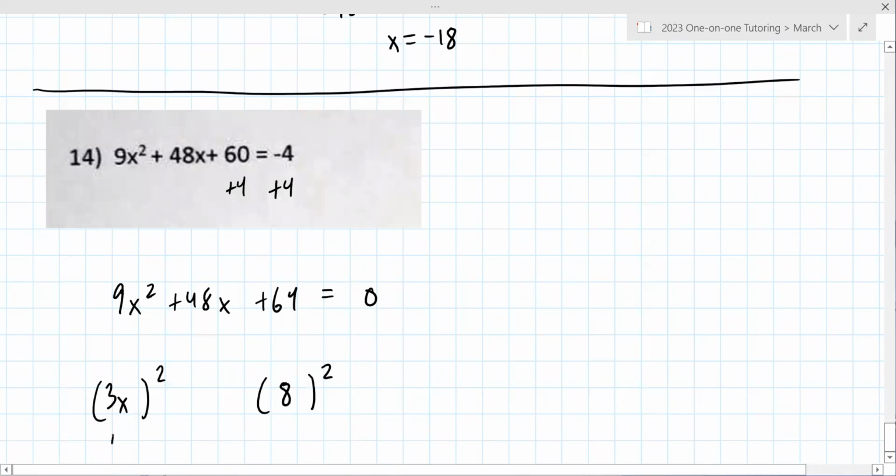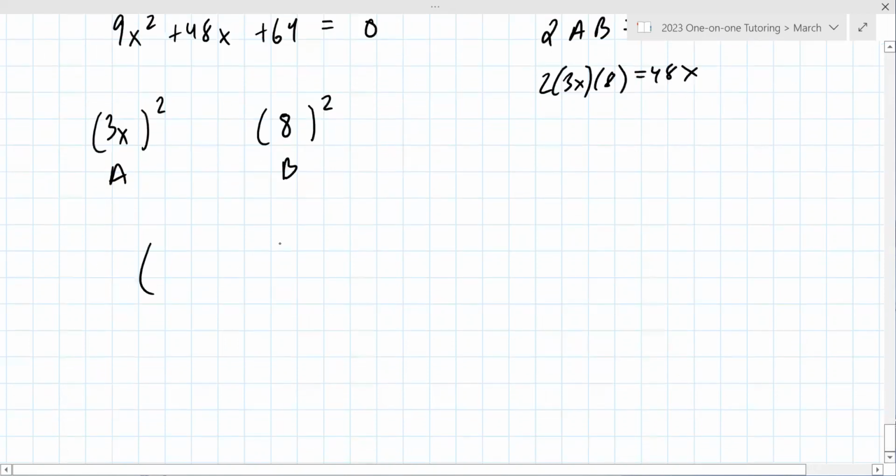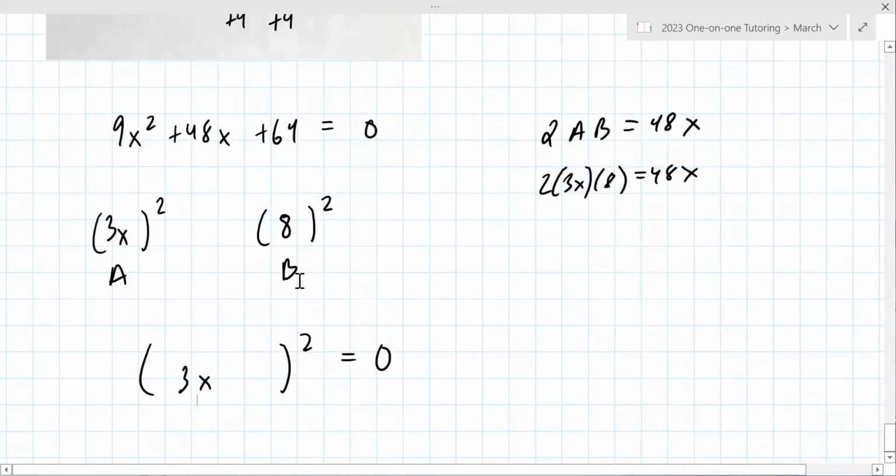Now, this is your A, this is your B, and is 2AB, does that equal 48x? Yes. 2 times 3x times 8, yeah, that equals 48x. You're in good shape here. What goes in parentheses down here? It'd be 3x minus 8, 3x plus 8. That's true if it's difference of squares. This is perfect square trinomial, so it's 3x plus 8.